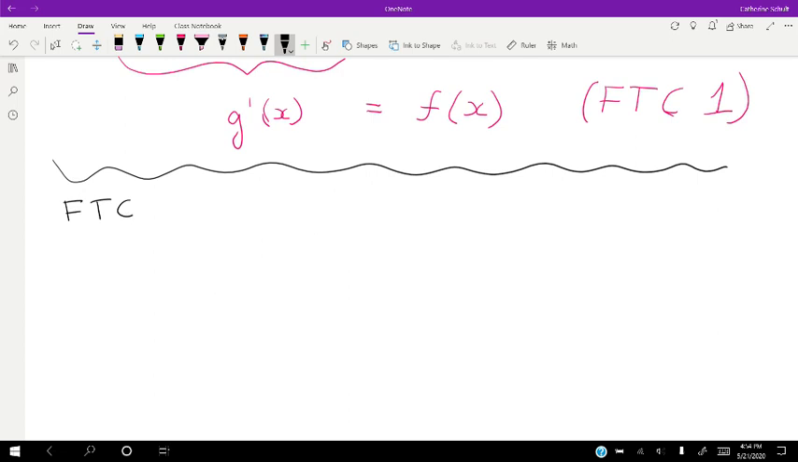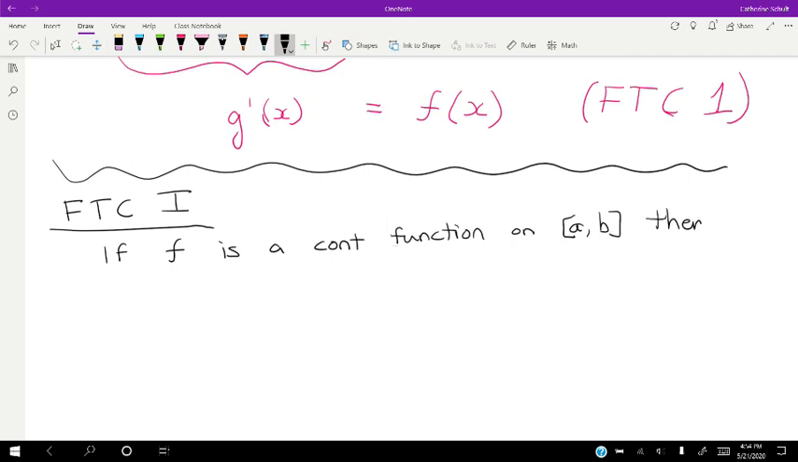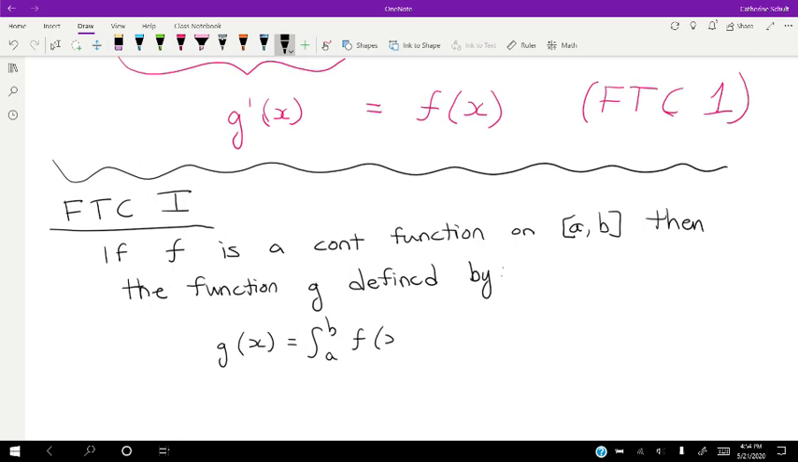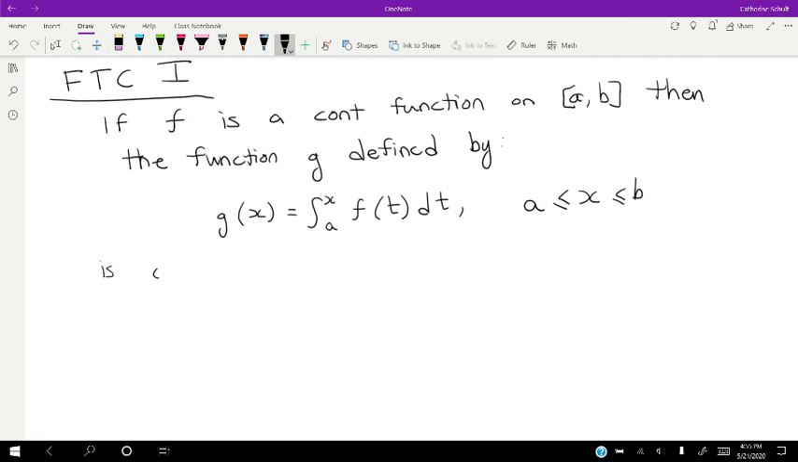So, fundamental theorem of calculus, part 1. If f is a continuous function on a closed interval a to b, then the function g defined by the area function, same definition we've been using before, upper limit is x, and then f of t dt, for x between a and b, is continuous and differentiable.